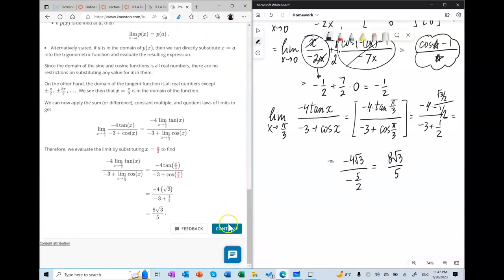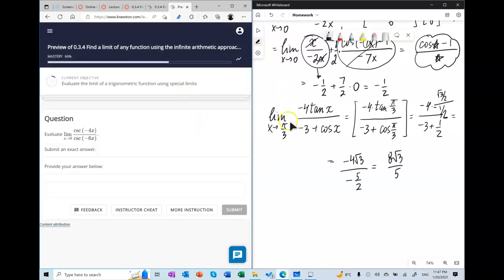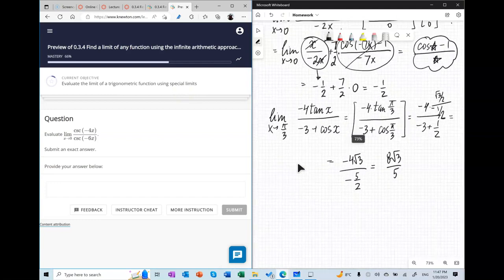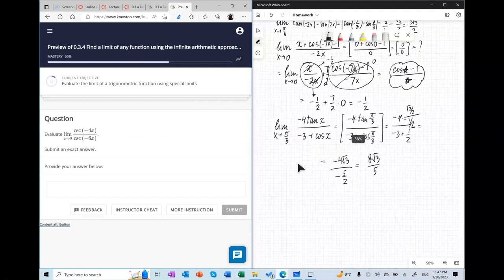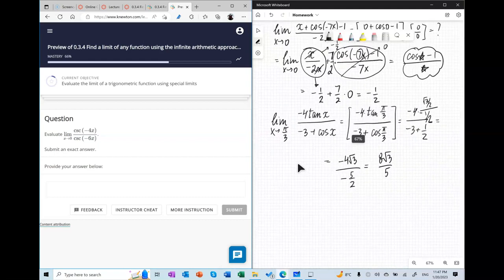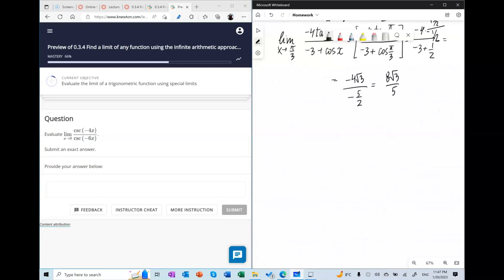So again, let's not forget what we're practicing here. We're practicing the idea of substituting the target value into the function right away without any hesitation, and then figuring out what's going on. So next question is another limit, x approaches 0.